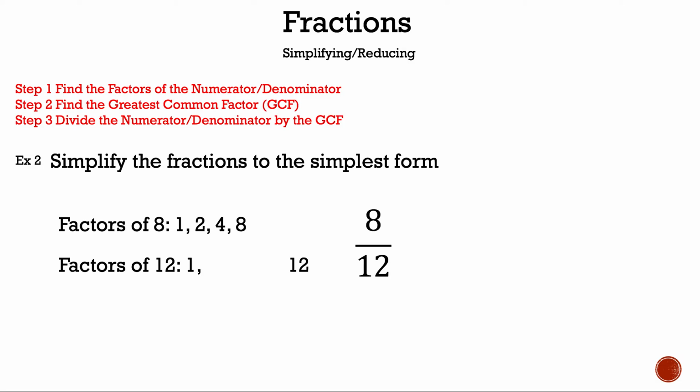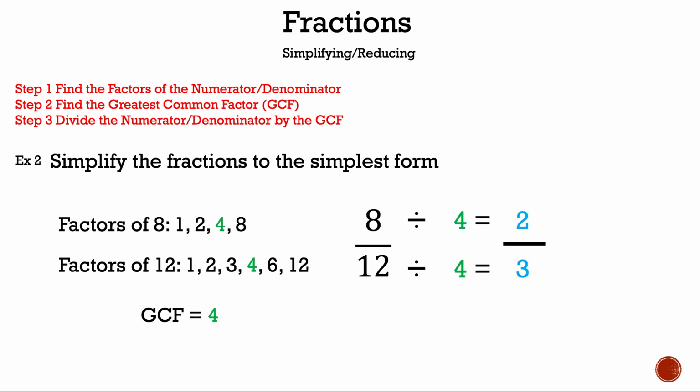Once again, let's start off with the easy ones, 1 and 12. Leave a gap in between, and let's find the 2 and 6. And then let's go with the 3 and the 4, because 3 times 4 is 12. Now, we look at the factors of 8 and 12, and we need to find the biggest one that they share. In this case, it is 4. So now we can go ahead and divide 8 by 4, which gives us 2. Divide 12 by 4, which gives us 3. So 8/12 is reduced to 2/3.